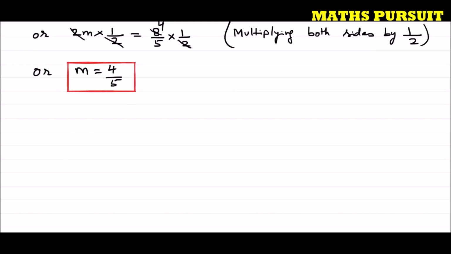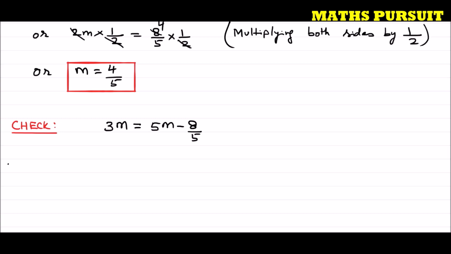Now let us look into the second part of the question. The second part of the question is asking us to check our answer. In order to check our answer, let us rewrite the given equation. The given equation is 3m is equal to 5m minus 8 upon 5.